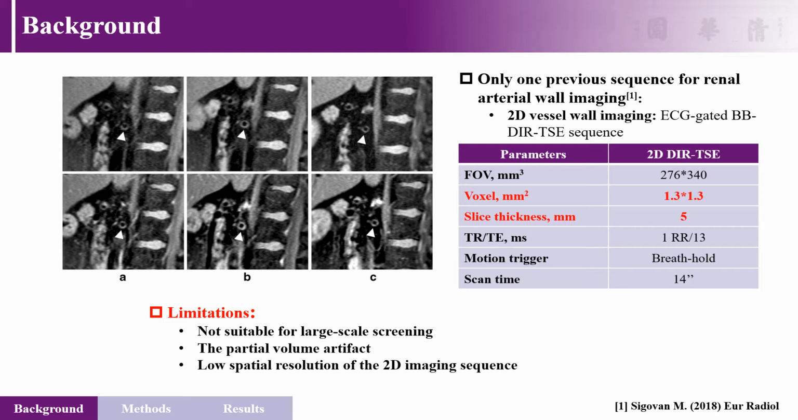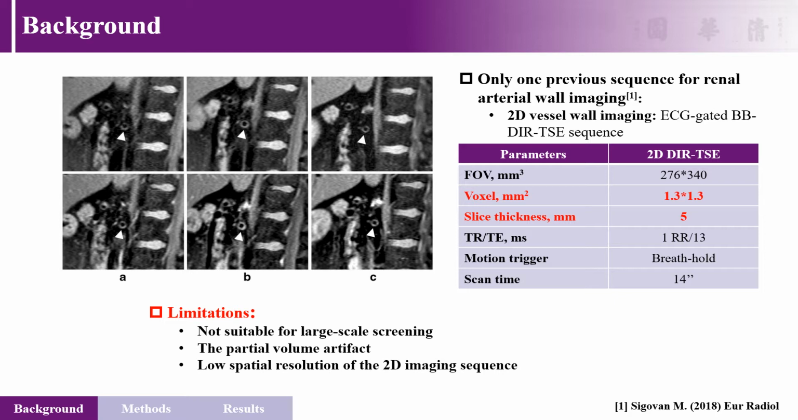The sequence they used for 2D vessel wall imaging is the ECG-gated BBDIR-TSE sequence, and here are its parameters. The limitations of this study are obvious, since the diseases related to renal arteries are usually systematic, multiple diseases. The 2D imaging is definitely not suitable for large-scale screening.